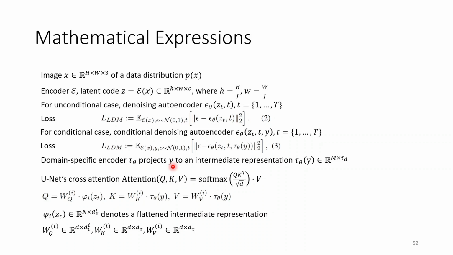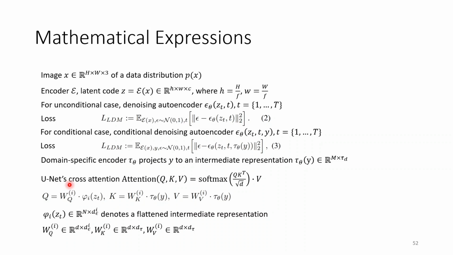All right, we talked about how for different tasks, they need to train different conditional encoders, and they convert the condition into an intermediate representation. Then in their UNet, the UNet comes from ADM.